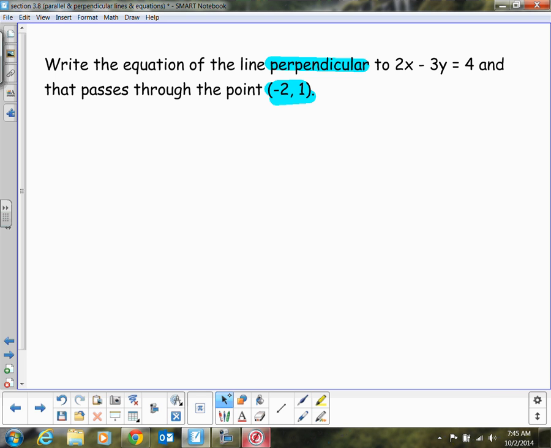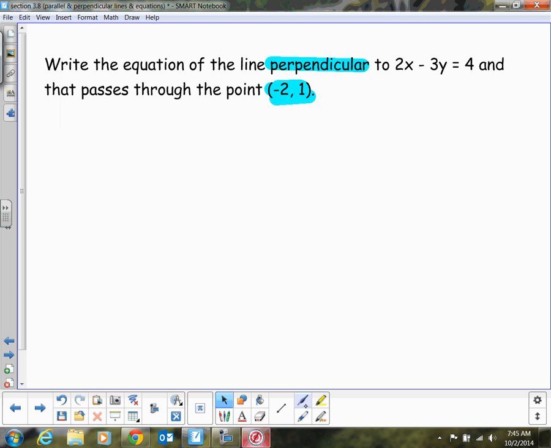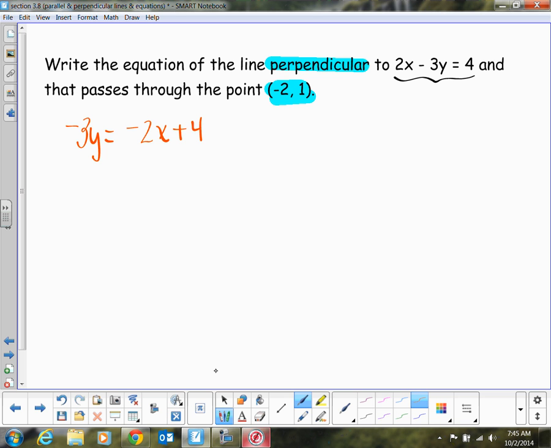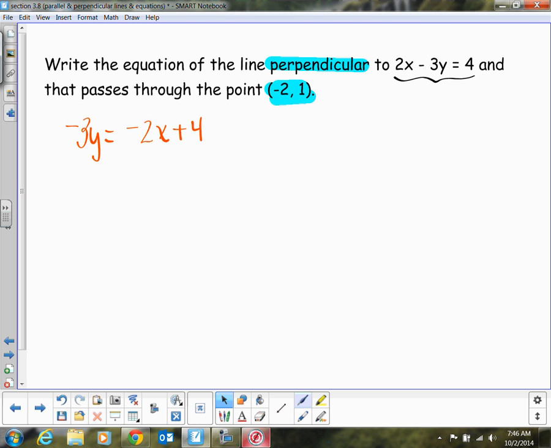All right. So I need a point, which I have, and I need slope. Kayla, where do I begin to find my slope? We're going to take this equation, we're going to put it into y equals, so we will subtract 2x, so I'll have negative 3y equals negative 2x plus 4. So I'm closer, but I'm not quite there. So now I need to do what, Jennifer? We're going to divide by negative 3, because we want a positive y, and we're going to divide everybody.